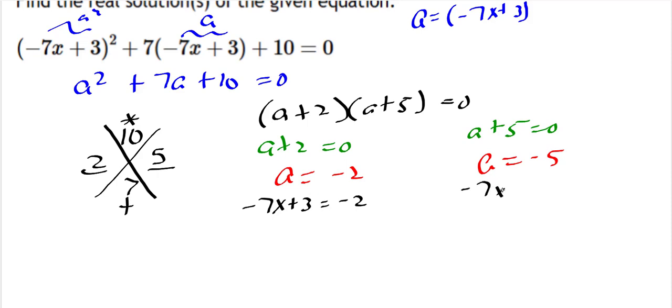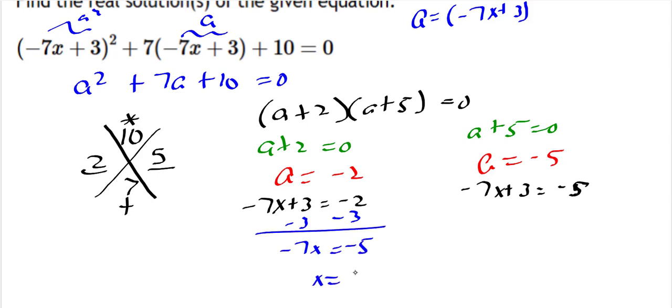And now we can solve for x, what our x should be. So it allows us to go between it. Okay? So we're minus 3. So negative 7x equals negative 5. X equals 5/7. Okay? And then we're going to minus 3 here. So it's negative 7x equals negative 8. X equals 8/7.